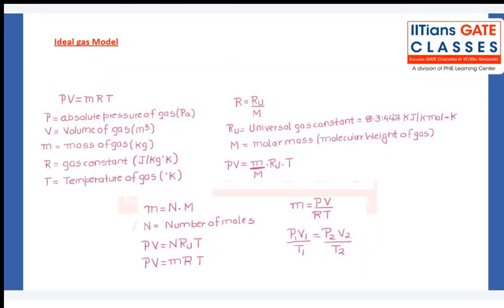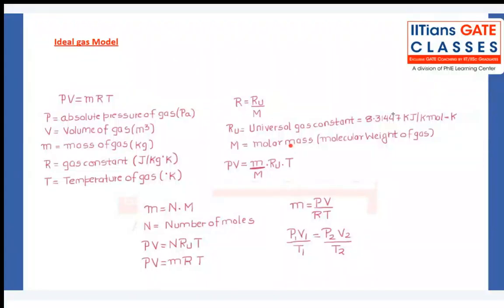The ideal gas equation is PV equal to mRT. So pressure into volume is equal to mass times R times T. P is the absolute pressure of the gas, unit is Pascal. V is the volume of the gas in meter cube. m is mass of the gas in kg. R is the characteristic gas constant of the gas. And T is the temperature of the gas in Kelvin. The characteristic gas constant is nothing but the universal gas constant divided by the molecular weight of the gas. The value of the universal gas constant is 8.3114 kJ per kmol per Kelvin, and M is the molecular weight or molecular mass of the gas.